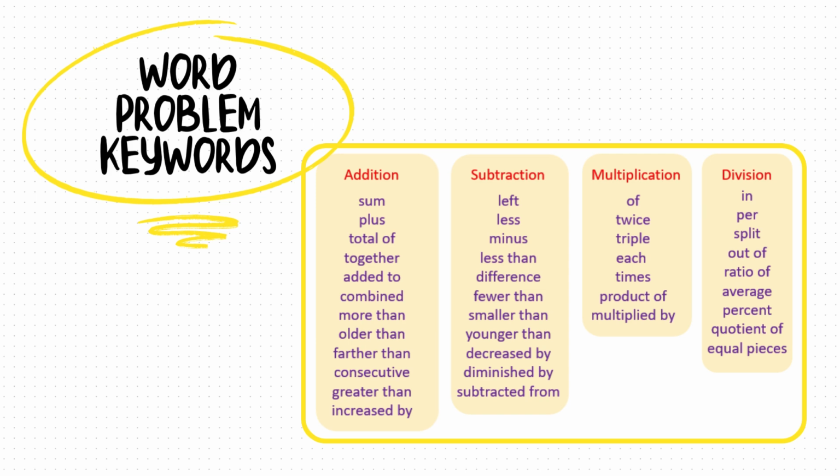Okay? If you see words like of, or twice, or triple, or each, or times, product of, or multiplied by, you have to use multiplication, you have to times. And if you see words in your word problem that says division, in, per, split, out of, ratio of, average, percentage, and so forth, you need to know you have to divide, you have to use division. So with the small letters here, the purple ones, you can use these keywords to know what they are asking in your word problems.